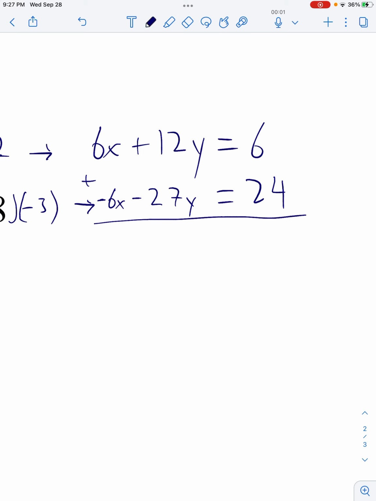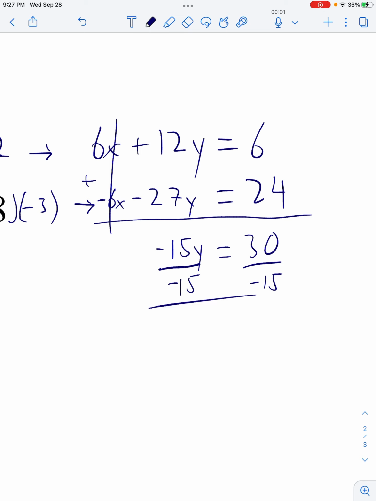I'm just going to go term by term. 6x plus negative 6x is going to cancel. Then 12y plus negative 27y is going to be negative 15y, correct? And then 6 plus 24 is going to be 30. Divide both sides by negative 15. y equals negative 2. So there's my solution for y.